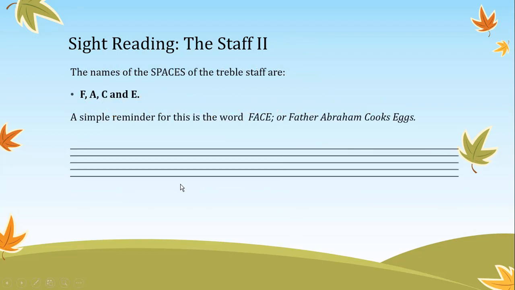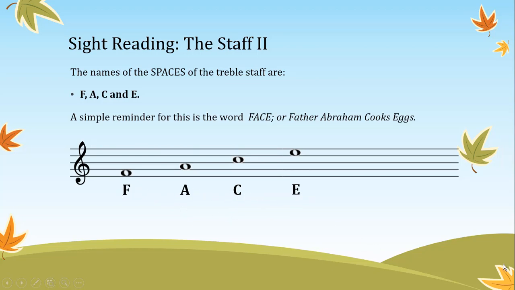And quickly, let's take a look at the spaces of the treble staff. The spaces will go F, A, C, E. A simple reminder for this is the word face, or simply say Father Abraham cooks eggs. So as you can see now, the spaces are beginning to pop up, and the first one is F, the next should be A, the next should be C, and finally we have E. So it goes F, A, C, and E. Father Abraham cooks eggs, or simply just say the word face.